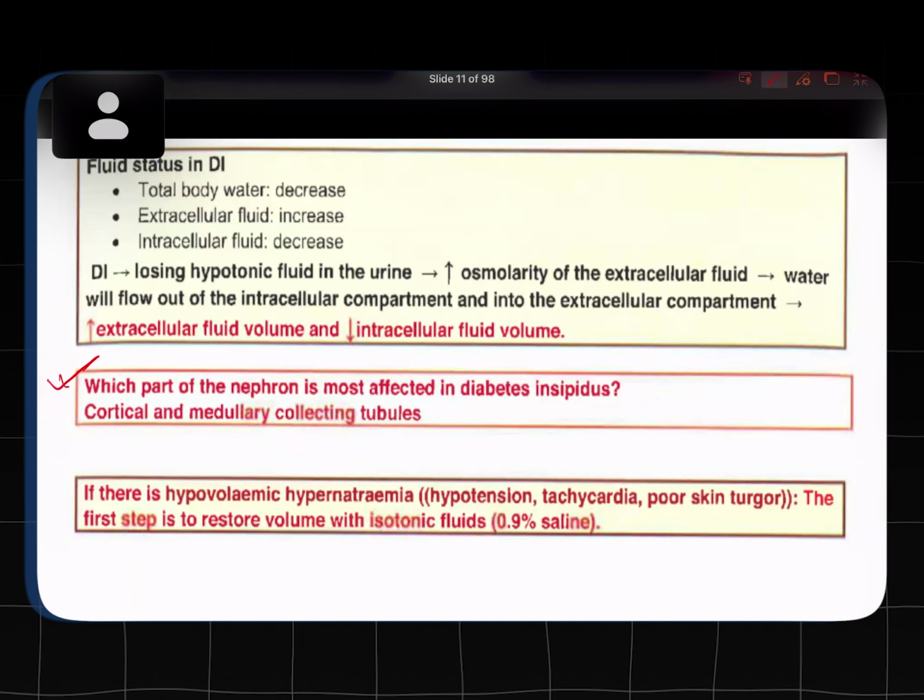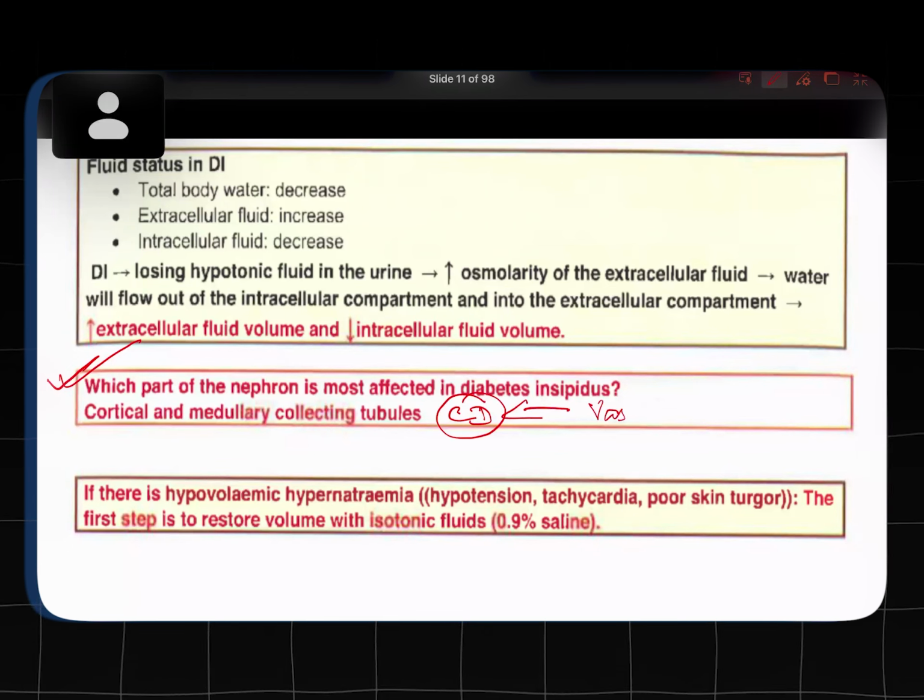This is a previous question. Which part of the nephron? Obviously, it is the collecting tubules, because it is related to vasopressin, and vasopressin acts on the collecting tubules. So that is the center of interest.